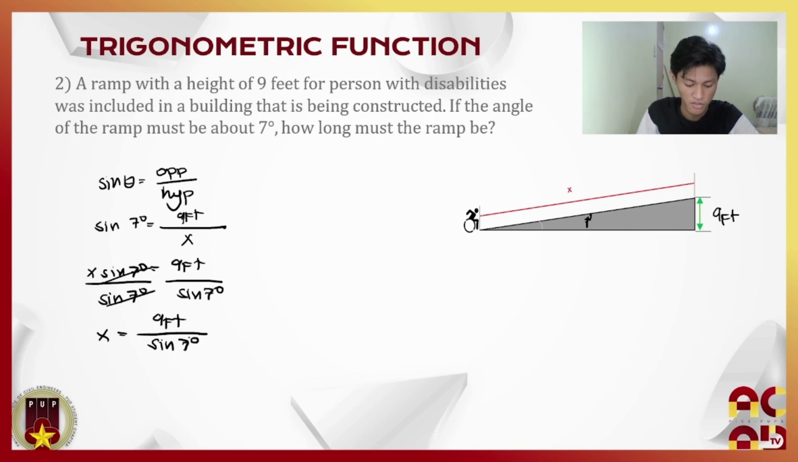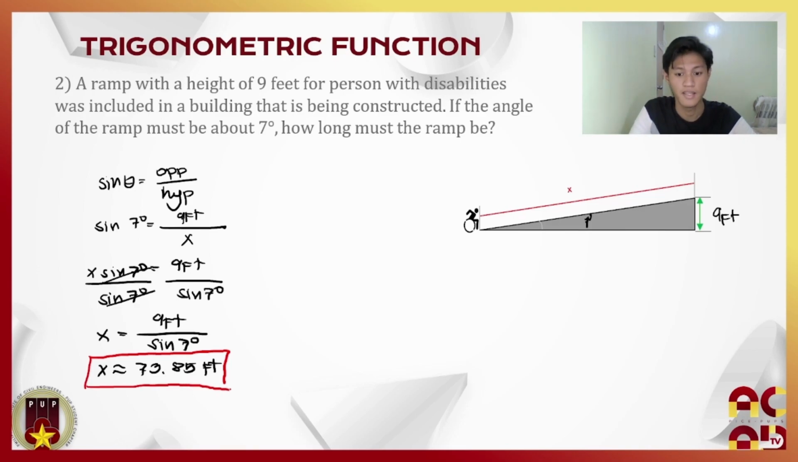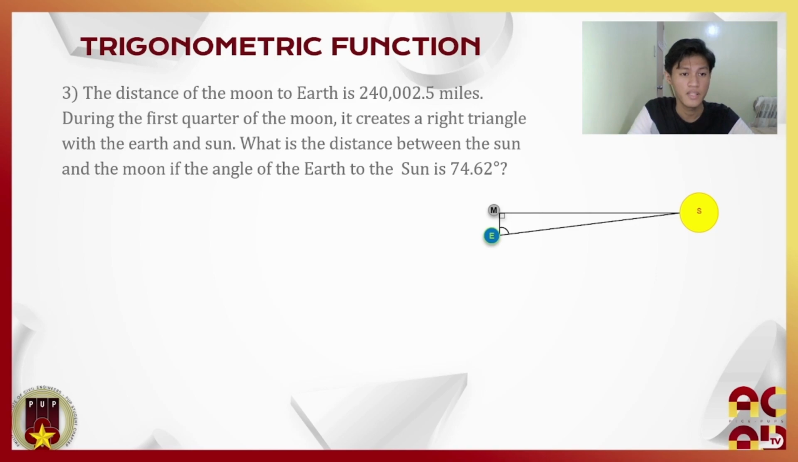So, i-plug in ulit natin siya sa ating calculator. 9 divided by sine 7 degrees. So, ang length ng ating ramp ay approximately equal sa 73.85 feet ang ating unit. So, ito na yung ating final answer. Yung length ng ramp. 73.85 feet. Yan.